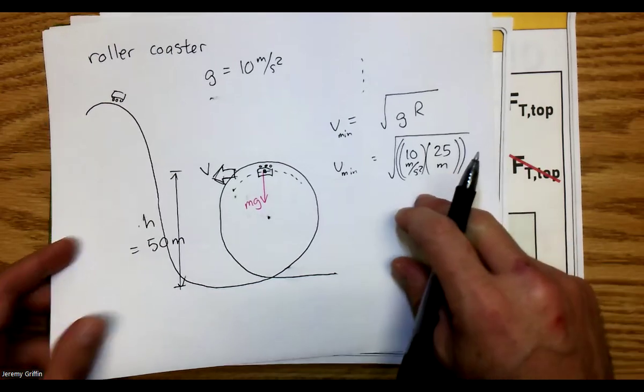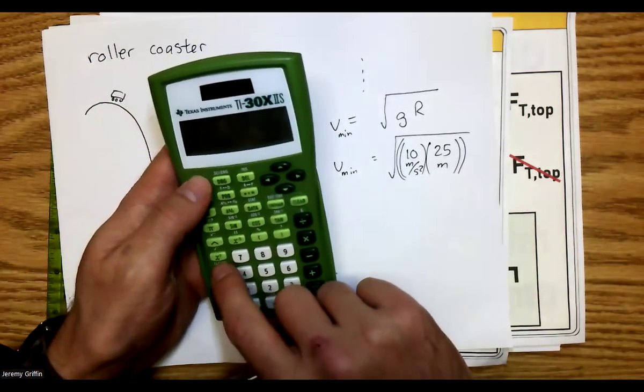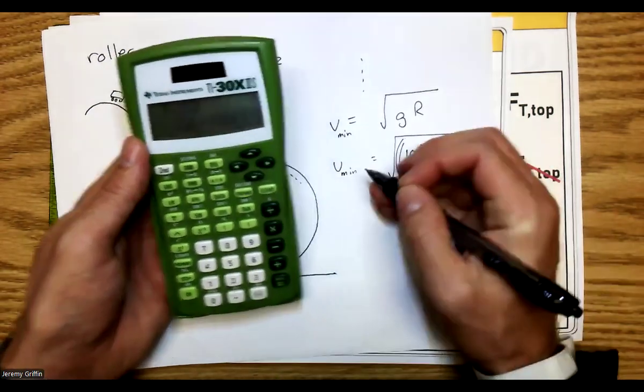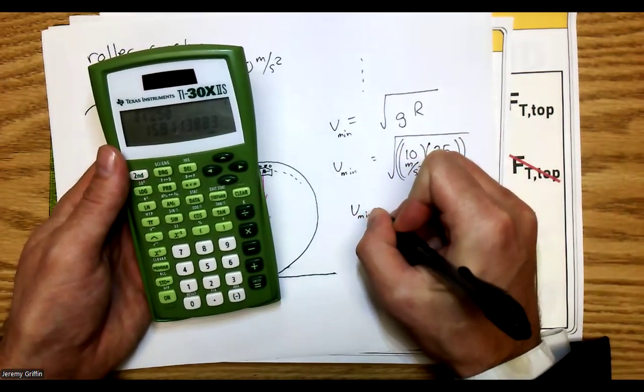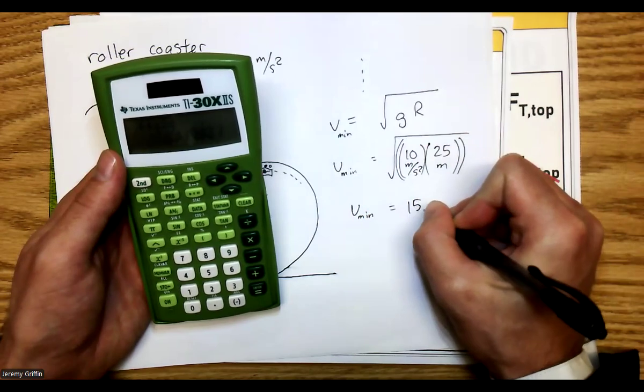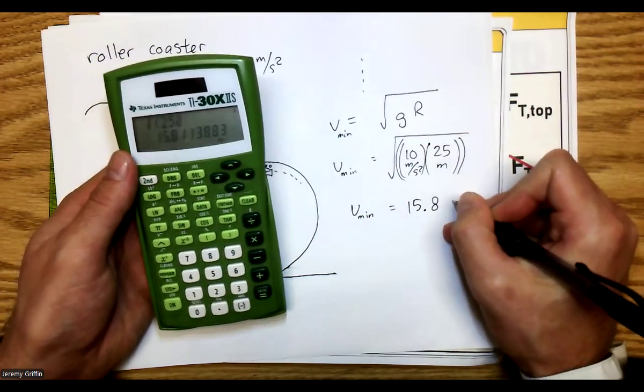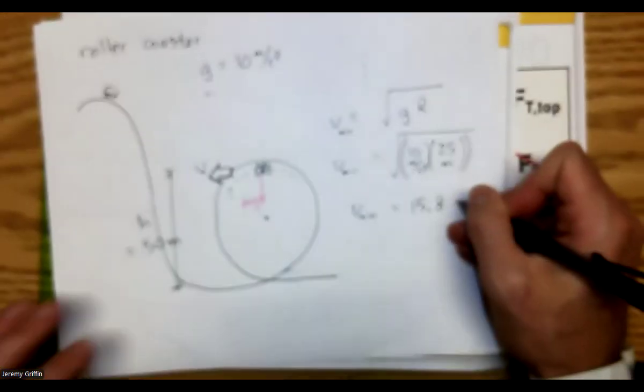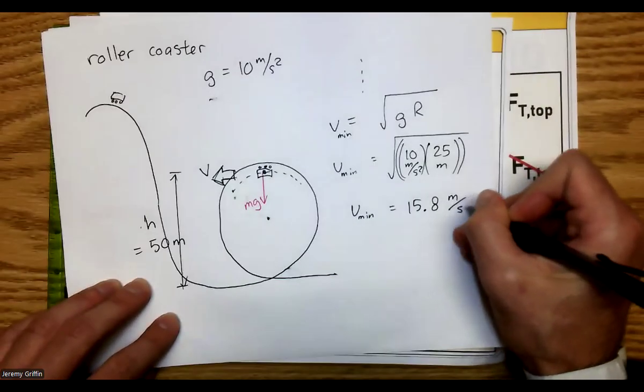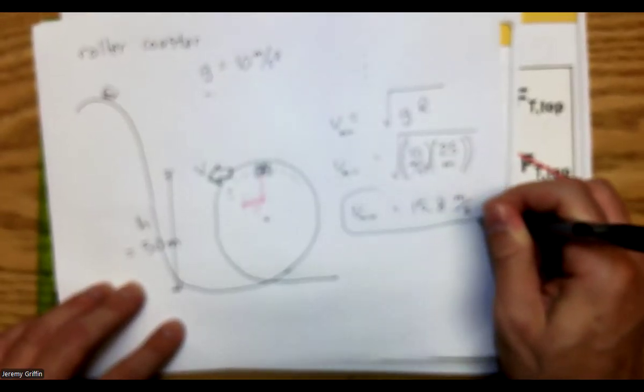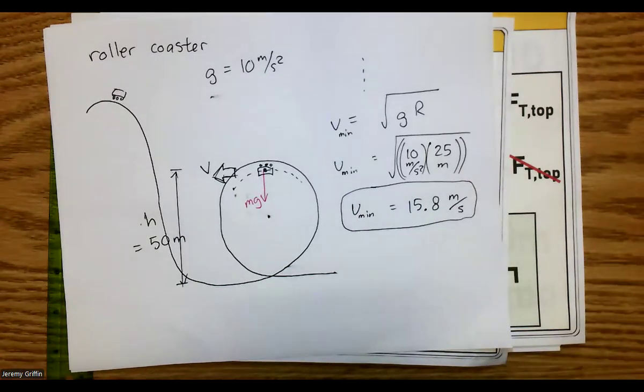Right? So the square root of 250, what's the square root of 250? That's V minimum equals 15.8. It's 15.8 what? Meters per second. There you go. So you have your units. Right. That's how fast I have to go.